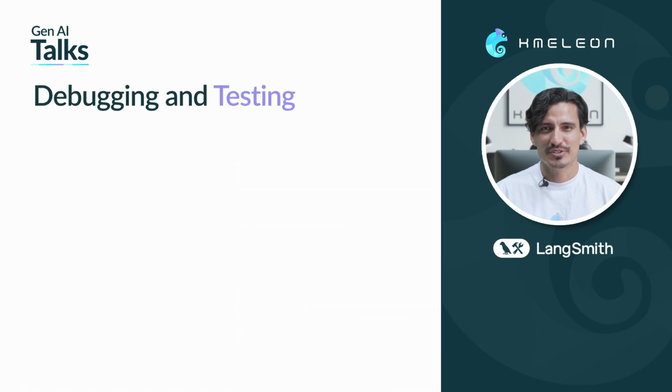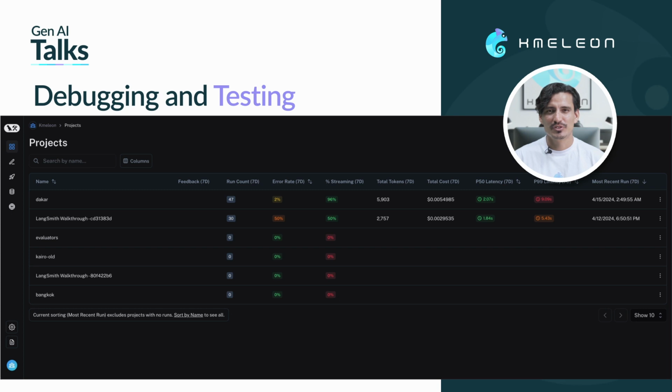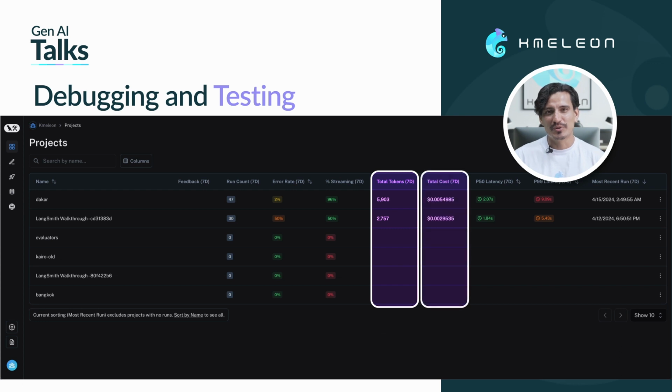Okay, let's dive into some debugging and testing with LangSmith. So, first up, this window here is where you'll see all your cool projects. The run count, that's just the total number of prompts you've tested. The error rate, that's how many times things went sideways in percent. Then, we've got the percentage of successful runs. That's always a win.